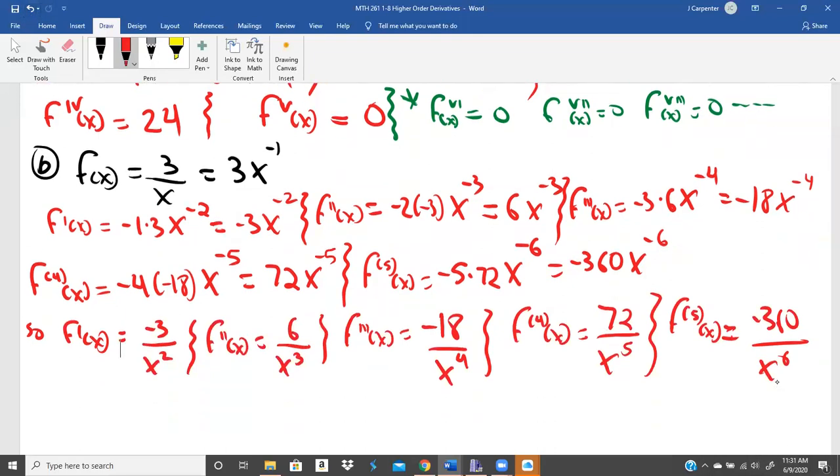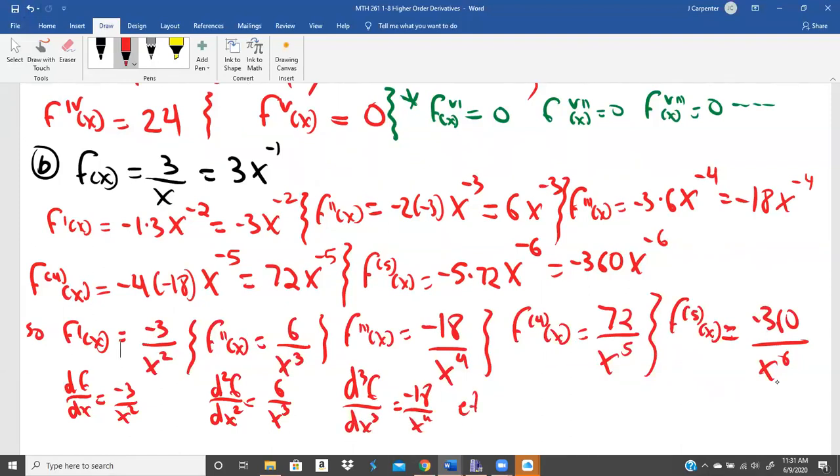And again, these notations could have been df dx equals negative 3 over x squared. This could have been d2f over dx squared equals 6 over x cubed. This could have been d3f over dx3 equals negative 18 over x to the fourth. I won't write all those. You get the point. It's just different notation. People have different ways they like to read and write things. So we have y equals and we have f of x equals. So we have Leibniz notation versus Newtonian notation.